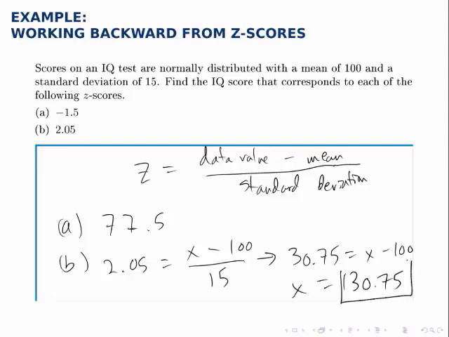So a z-score of 2.05, or just over 2 standard deviations above the mean, corresponds to an IQ score of around 130.